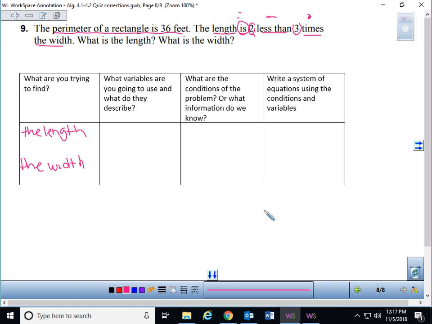Okay, what variables am I going to use and what do they describe? Well, this comes from our answer here. What am I trying to find? Let's just let length equal x, x equals length, and let my width equal the y.